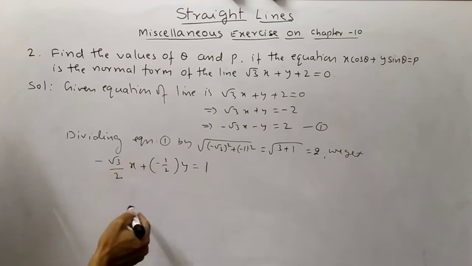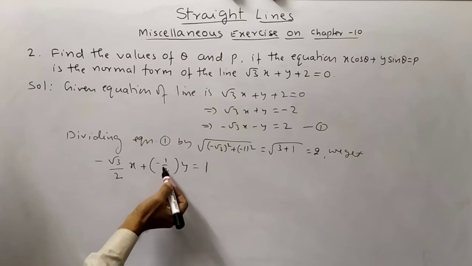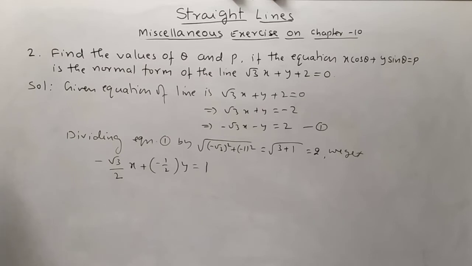Here both, that is coefficient of x and coefficient of y, are negative. We are supposed to write in the form of x cos theta plus y sin theta is equal to p. So cos and sin both are negative. This is possible only in the third quadrant. And for which angle of sin we will get 1 by 2? That is pi by 6.